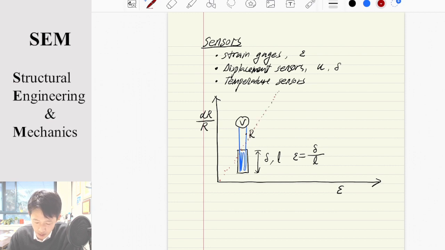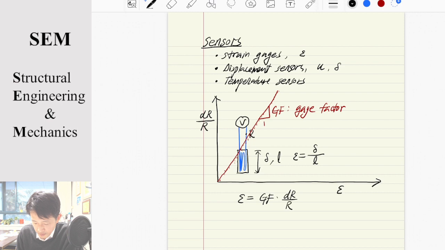Almost linear. By regression, if you develop a sensor and this regression line is almost linear, then you may say that you developed a good sensor. And the slope is called the gain factor or gauge factor. Once you measure the change of resistance, we can measure the strain. The strain can be estimated by this relation: strain is equal to the gauge factor times the rate of the change of resistance.